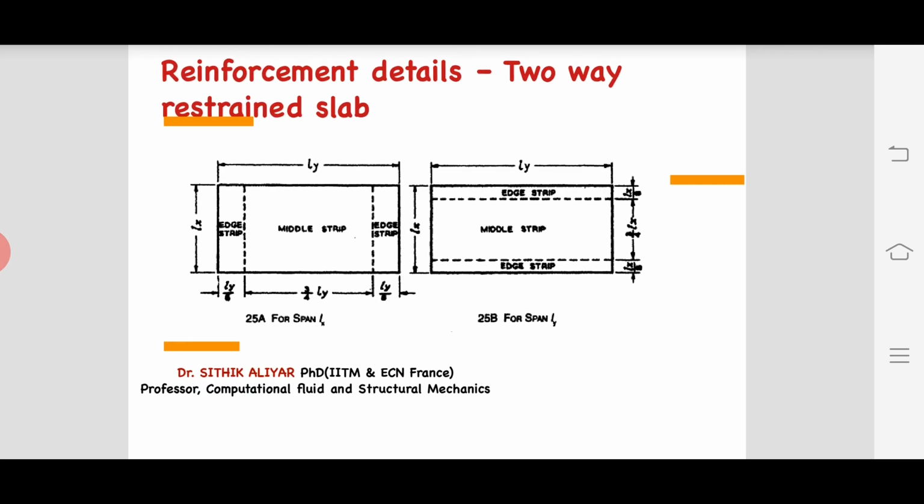Okay, so this is the difference I told you. For the middle strip in the ly direction, there will be a middle strip and edge strip in both directions. The edge dimension is ly by 8, ly by 8, and the middle strip will be 3 by 4 of ly in both directions. So 1 by 8, 1 by 8 you will take for the edges, and in between you will take 3 by 4. You will design the reinforcement for the mid strip. For the edge you will put only the minimum reinforcement.